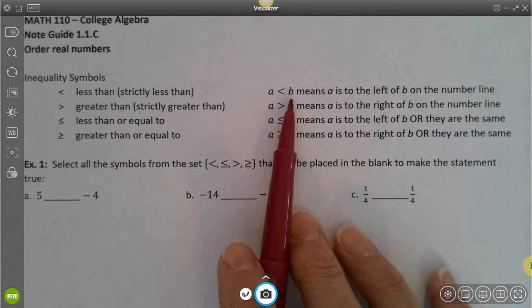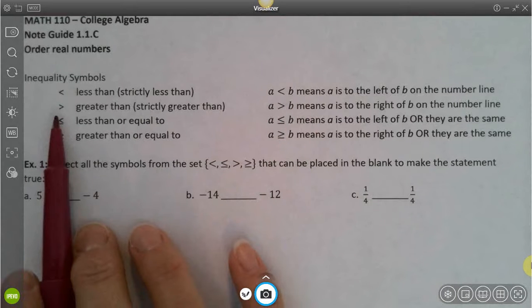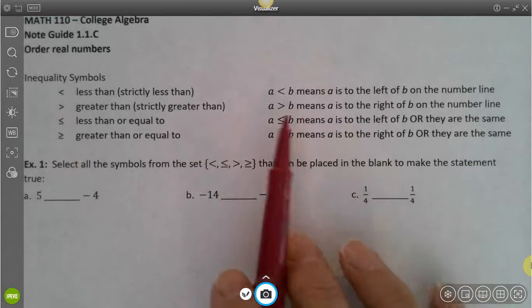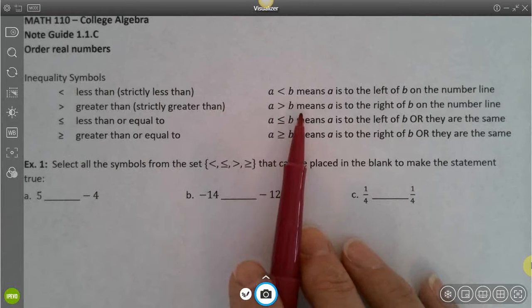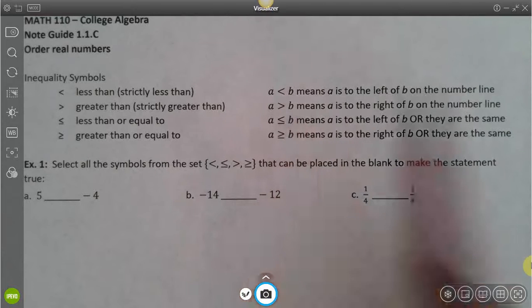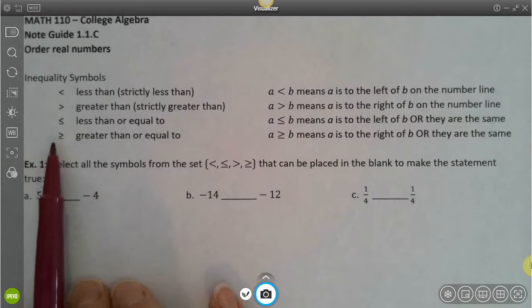on the number line. So this is greater than or strictly greater than, which means that the first one is bigger than the second one. So the first one falls to the right of the second one on the number line. Now when you see the little line underneath the less than and greater than symbols, this is less than or equal to, and this is greater than or equal to.